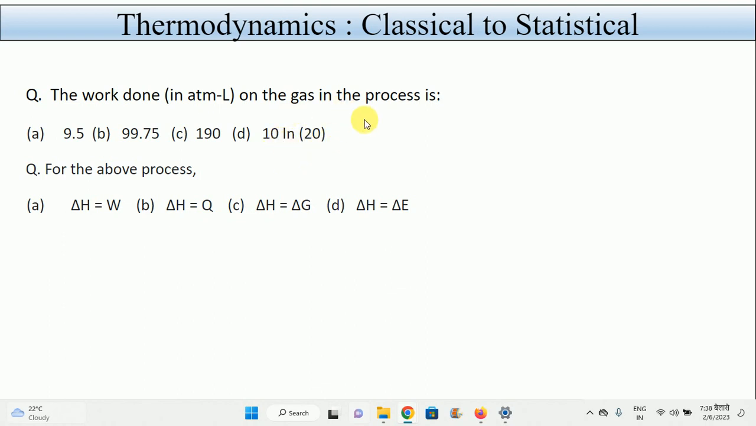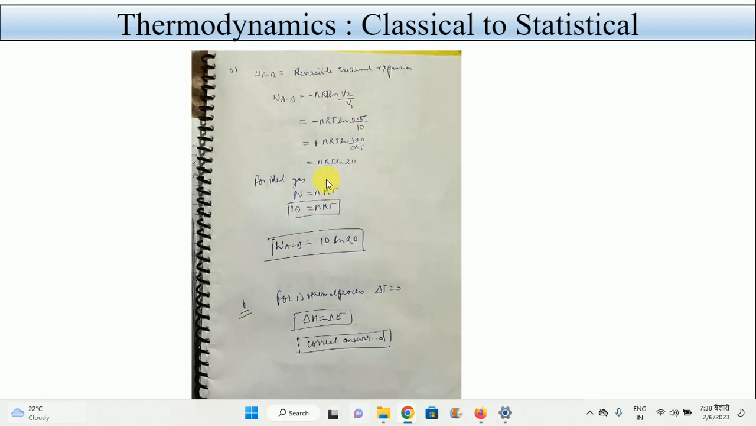I hope this is fine, that I said here that nRT is equal to PV, because we do not know n, we cannot solve this nRT. We know R, we know T, but we do not know n. So to convert this n into another known quantity, I convert it into PV. And since PV is constant for an isothermal process, we can use either P1 V1 or P2 V2. They both will give the same answer, that is 10 ln 20.